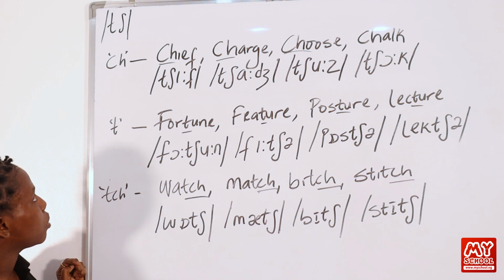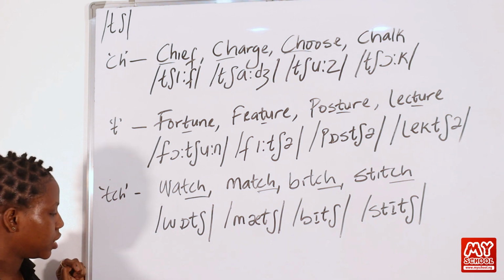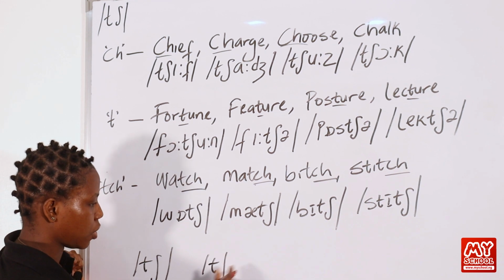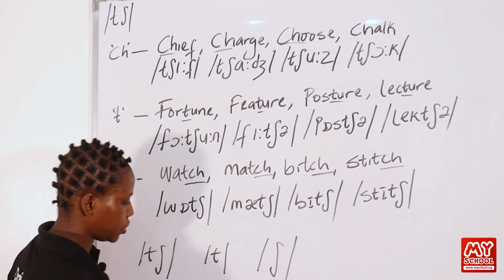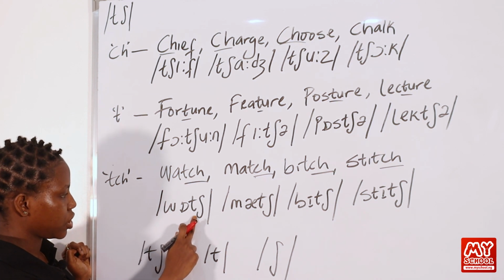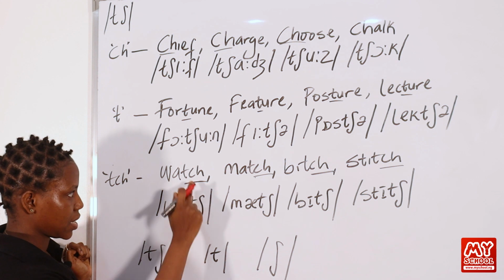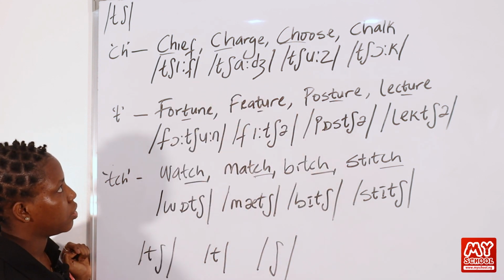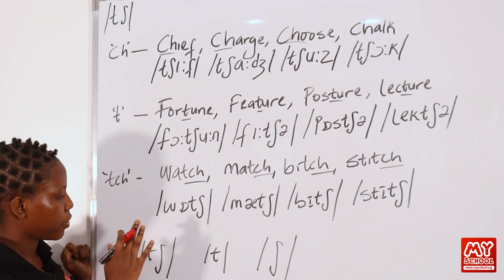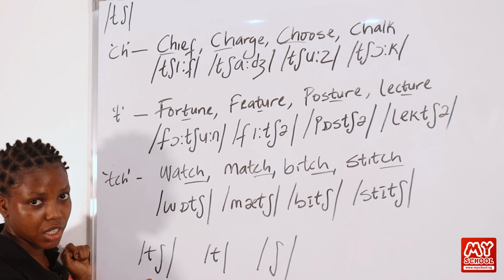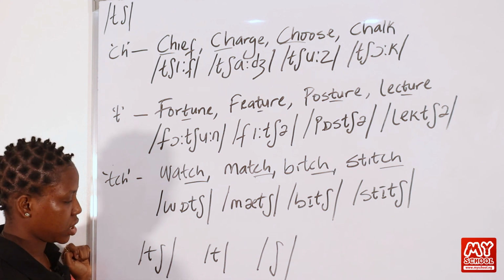Okay, so I would like to draw your attention to something. This sound is different from this, and is also different from this. So these are three different sounds. So when you see that this sound is used together like this, as in this, and the other ones we have up here, it is this sound, the ch sound, an affricate, a palato-alveolar affricate sound.